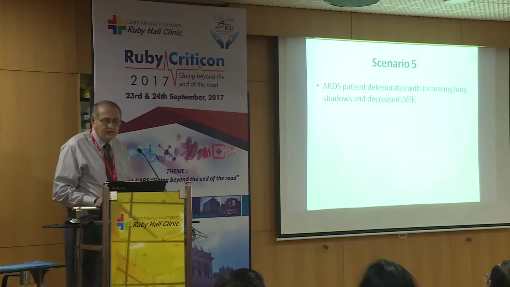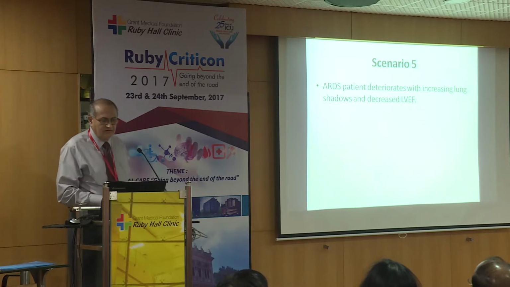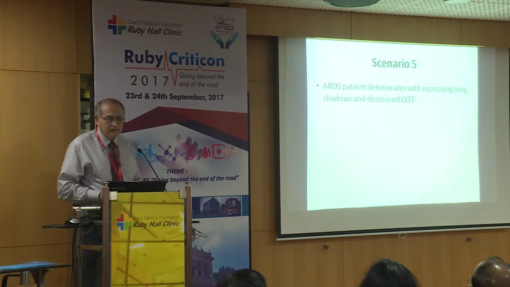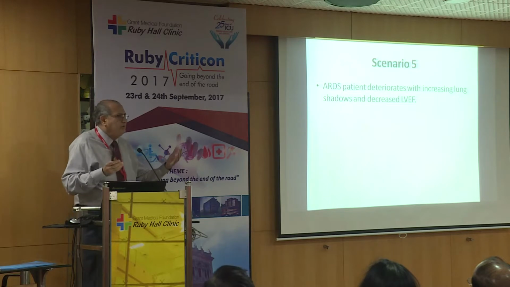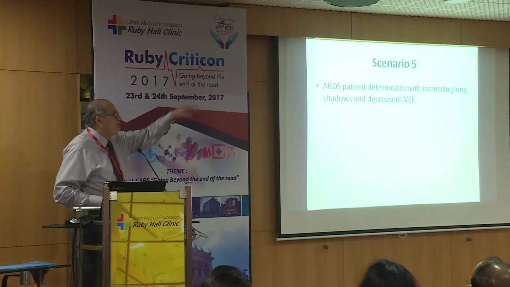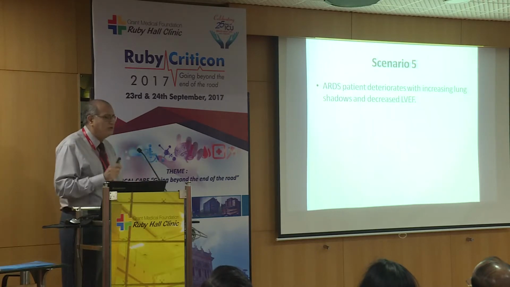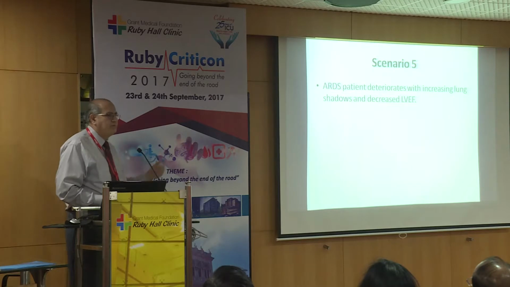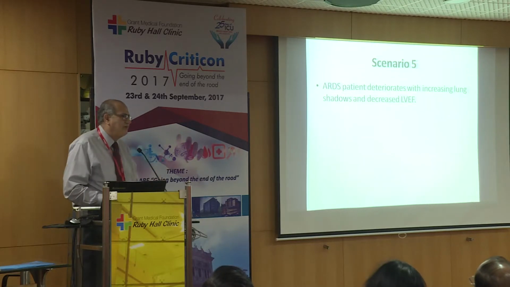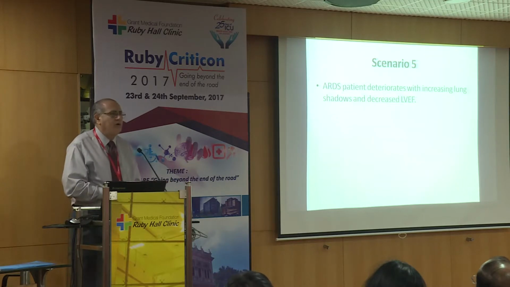ARDS patient deteriorates with increasing lung shadows and decreased left ventricular ejection fraction. Now what do we do? So often a patient is with ARDS, you're looking after him, and then suddenly the resident tells me there are more lung shadows increasing over here. So has he gone into pulmonary edema? Has he gone into pulmonary edema because his LVEF is low? I don't know his previous LVEF. He has got no signs of infection. What should I do? Start treating him as pulmonary edema altogether?